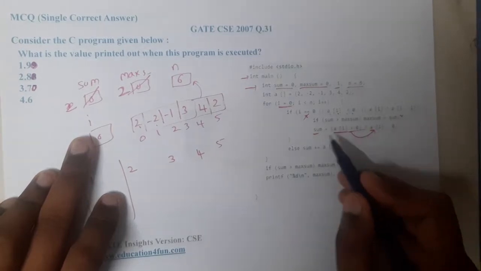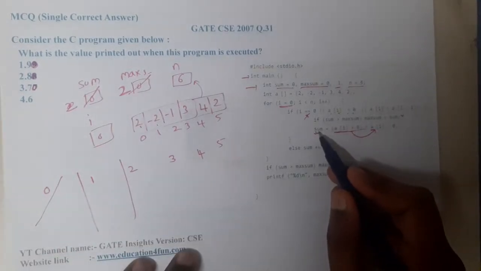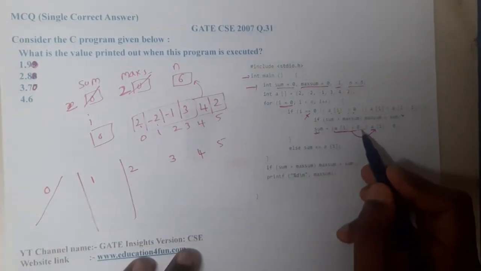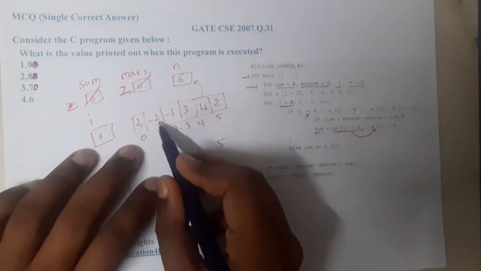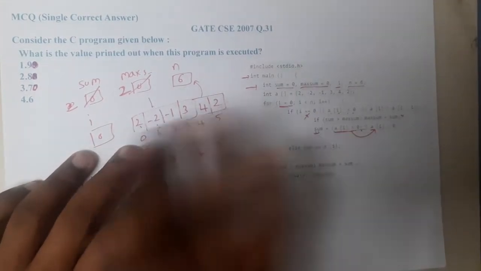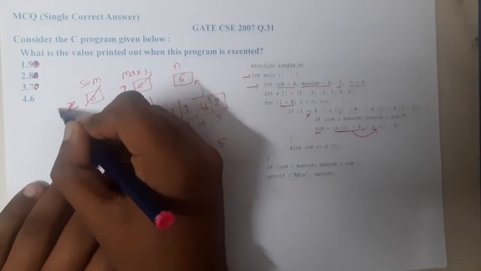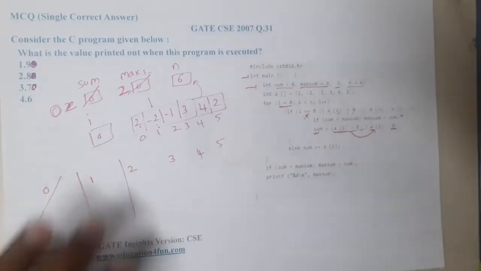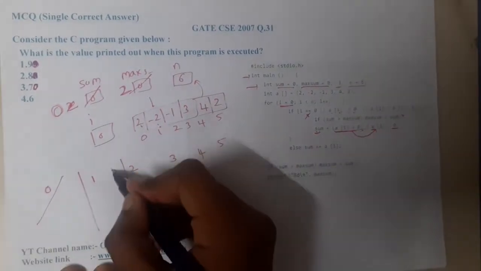Once the substitution is done, again you will check sum equals a of i greater than 0. Is a of i, this value, greater than 0? No. Hence you will just add 0 here. That is nothing but you will substitute this value here. Got it? Yes. So this loop is also done.